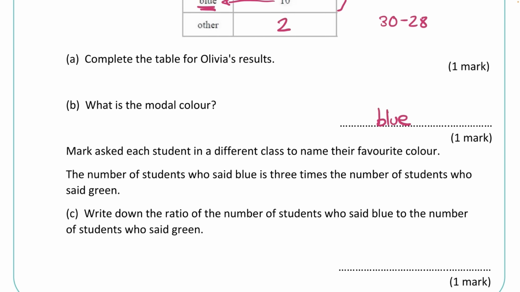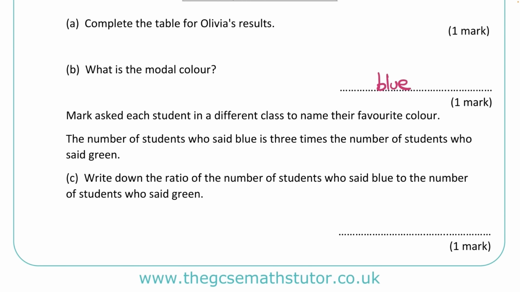For the next part, it says Mark asked each student in a different class to name their favourite colour. The number of students who said blue is 3 times the number of students who said green. Write down the ratio of the number of students who said blue to the number of students who said green. Now this is only just a quick question here. We're writing the ratio blue to green. And it says that those who said blue is 3 times the number who said green.